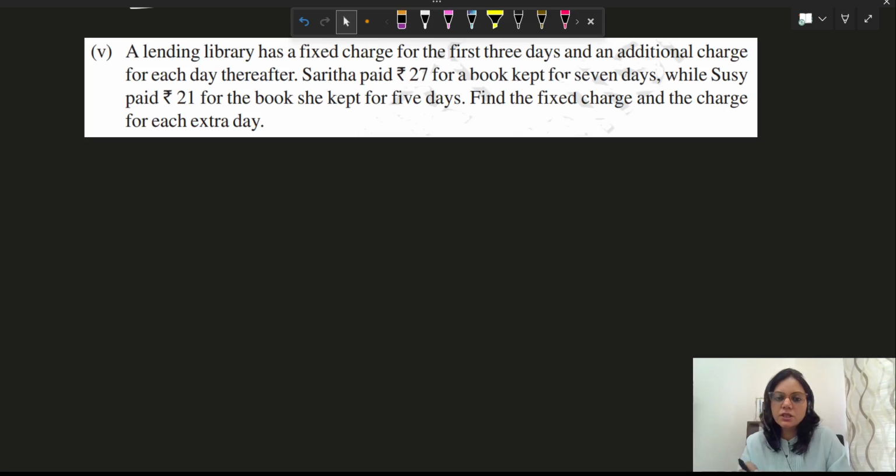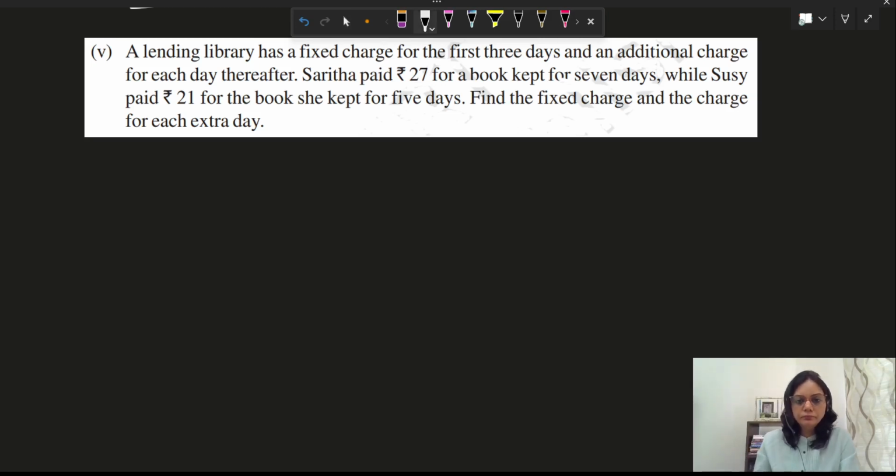So there is a fixed charge. The fixed charge is for the first 3 days, you have to pay that fixed charge always. Then an additional charge if you keep it for more days, other than 3 days, then a per day charge is also there. So there are two persons, Sarita and Susie here. Sarita paid 27 for 7 days and Susie 21 for 5 days.